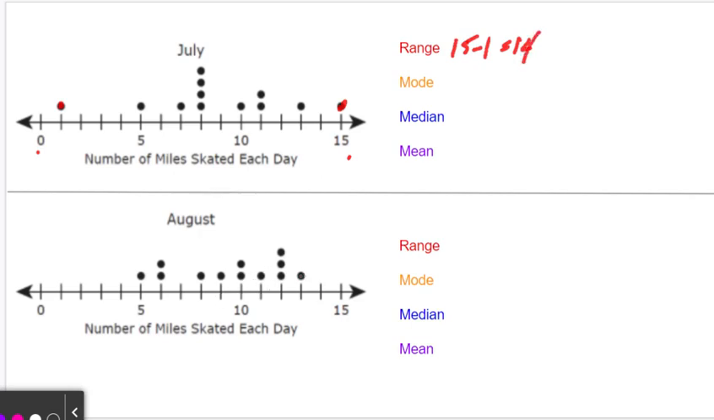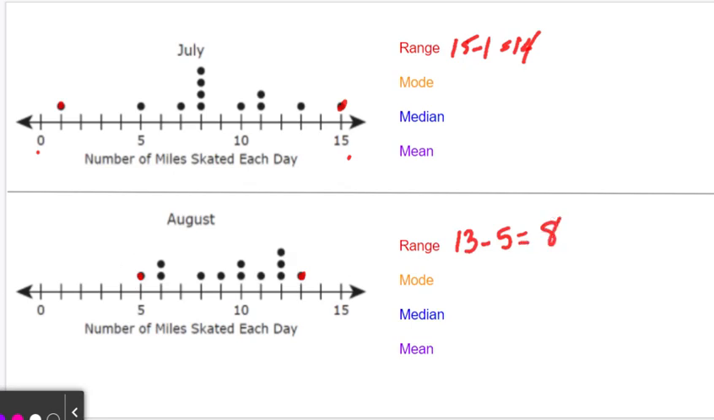We're going to find the highest dot, which is the furthest to the right, and the furthest to the left. We see this is 10, 11, 12, and this is 13 as the high, and 5 is the low. 13 minus 5 equals 8.